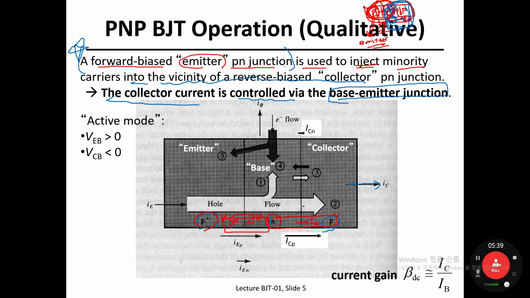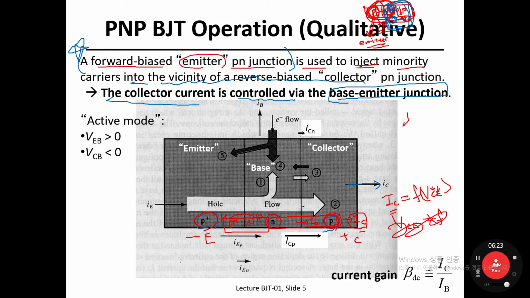Okay, but now I would like to control the total amount of current in this P part, named as I sub C. But this I sub C has nothing to do with how much voltage has been applied between the emitter and collector. I mean, the VCE has nothing to do with, no, IC has nothing to do with V sub CE. So the voltage difference between collector and emitter has nothing to do with collector current.